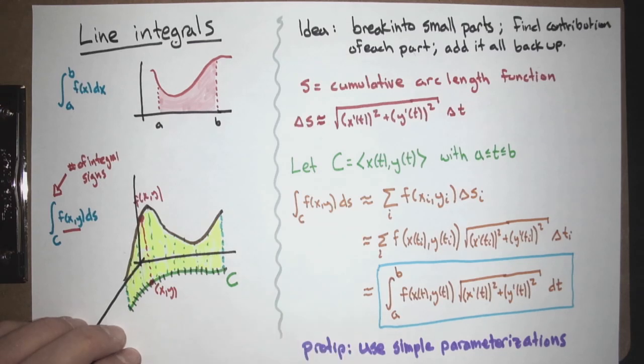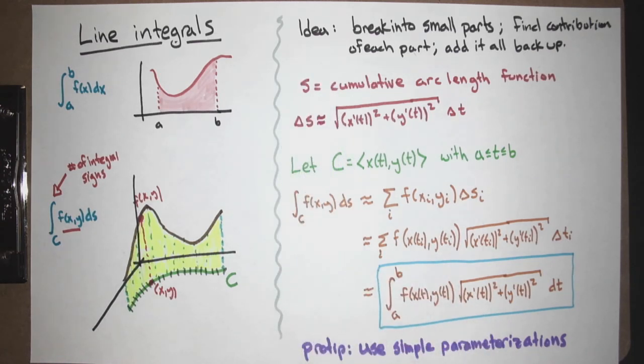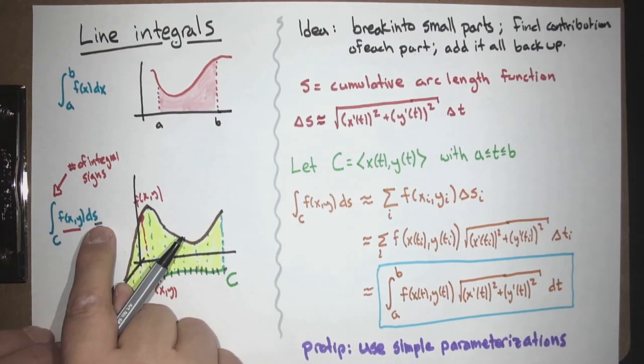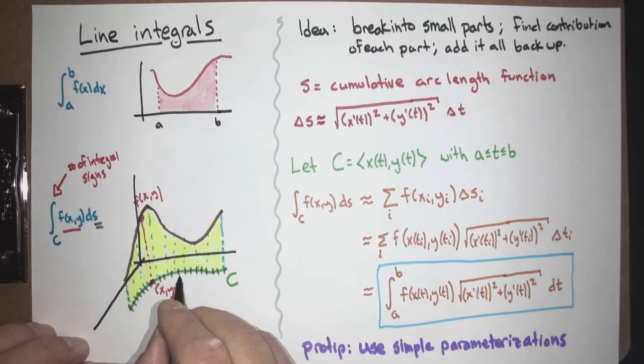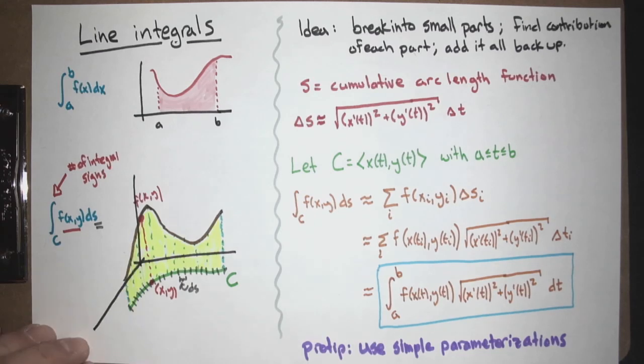Now, the more pieces you have, the more accurate your estimate will be, and of course, the idea is you let the number of pieces go to infinity. There's a few things, some callbacks from previous in the semester. We have S, which is the cumulative arc length function. So this S right here just says it's a little bit of length downstairs. So you can imagine this downstairs is the ds, and then the f of x, y is the height. Height, width, area, life is good.